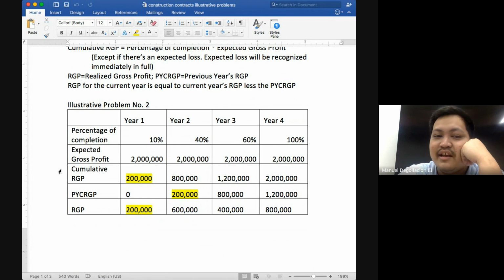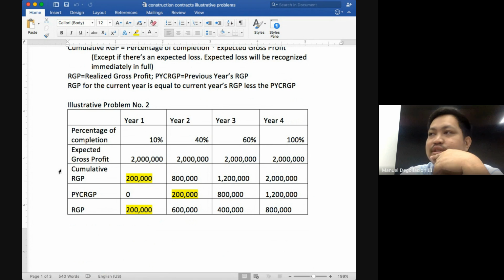How much is the increase in the percentage of completion on year 3? 20%. That's 40% to 60%. So there's a 20% increase. You multiply 20% with 2 million, you would still get 400,000. But again, that's not how I want you to solve. That will only work if the expected gross profit is constant. Okay. Let's proceed to year 4.